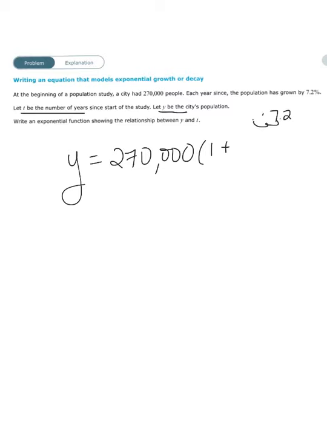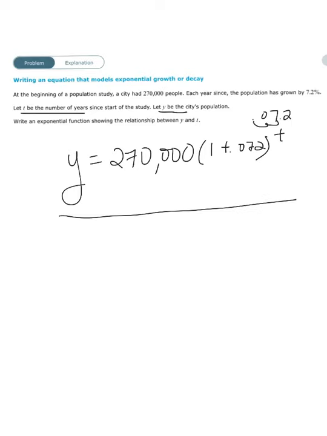So y is the city's population. That's our output. And our initial amount, what we started with, was 270,000. You know this one is going to be here because that's 100% already. And it grows by 7.2%, which is 0.072. And t is the number of years. So that's about it. This is our function.